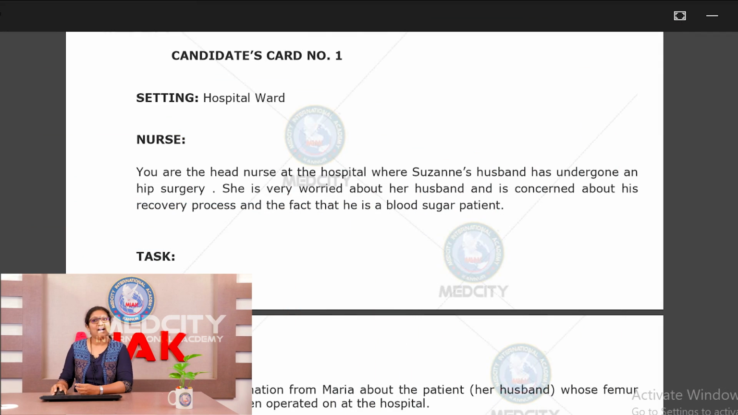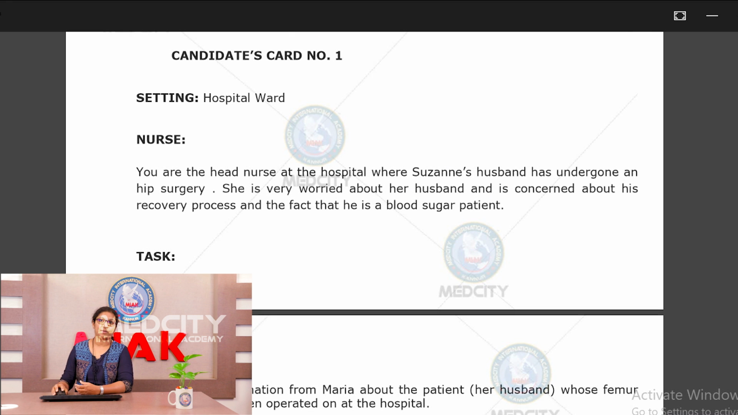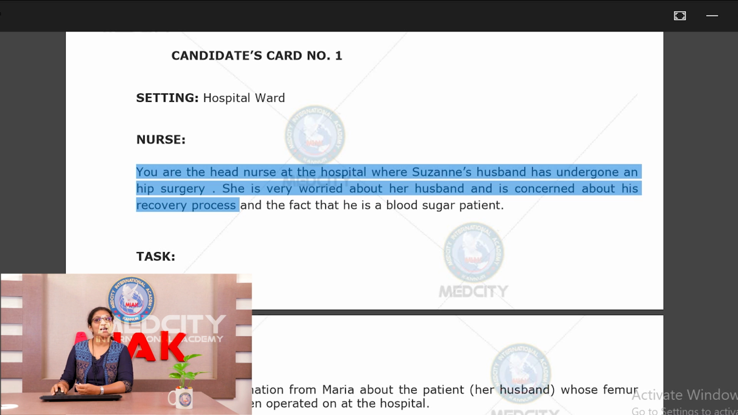So this is the first card I have on screen and the setting is a hospital ward. So what is the background information of your patient? It says, you are the head nurse at the hospital where Suzanne's husband has undergone a hip surgery. She is very worried about her husband and is concerned about his recovery process and the fact that he is a blood sugar patient.